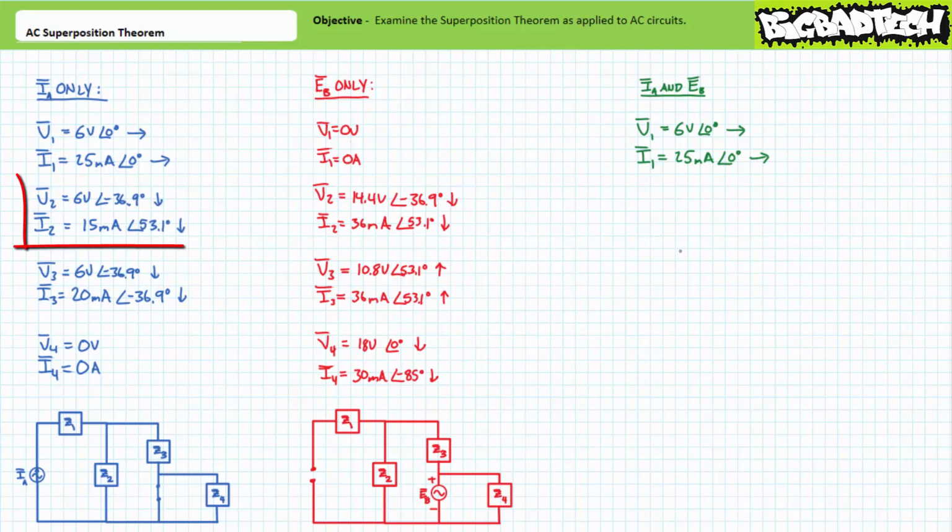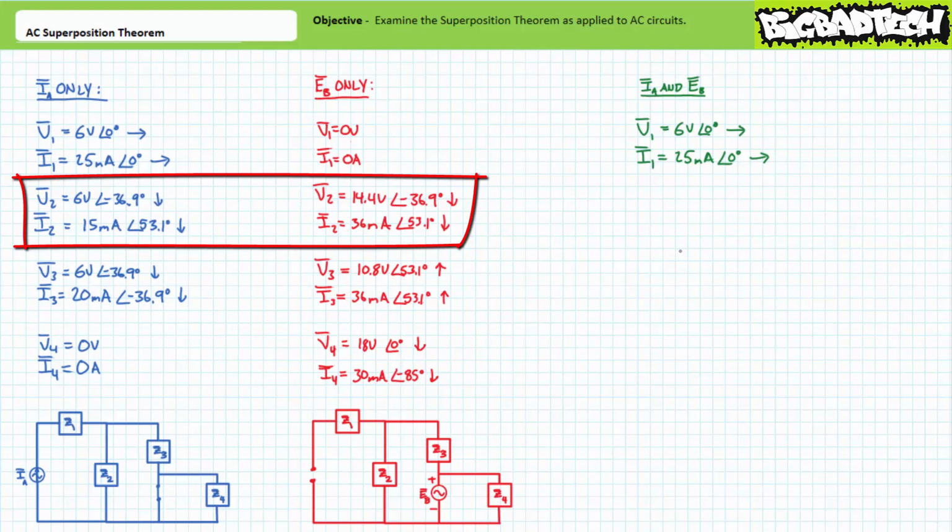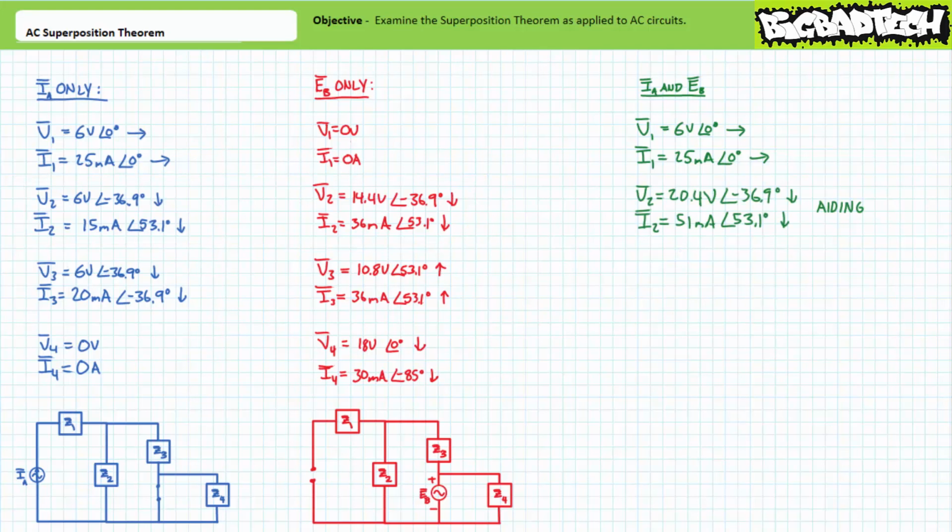With respect to impedance element Z2, it appears current source IA and voltage source EB are aiding one another, and that current direction and polarity are the same. In this scenario, we'll assume top to bottom is positive and simply add the effects. Impedance element Z2 ultimately experiences 51 milliamperes of current at an angle of 53.1 degrees traveling top to bottom. Following similar methodology, the voltage drop across impedance element Z2 is 20.4 volts at an angle of negative 36.9 degrees, positive to negative, top to bottom.